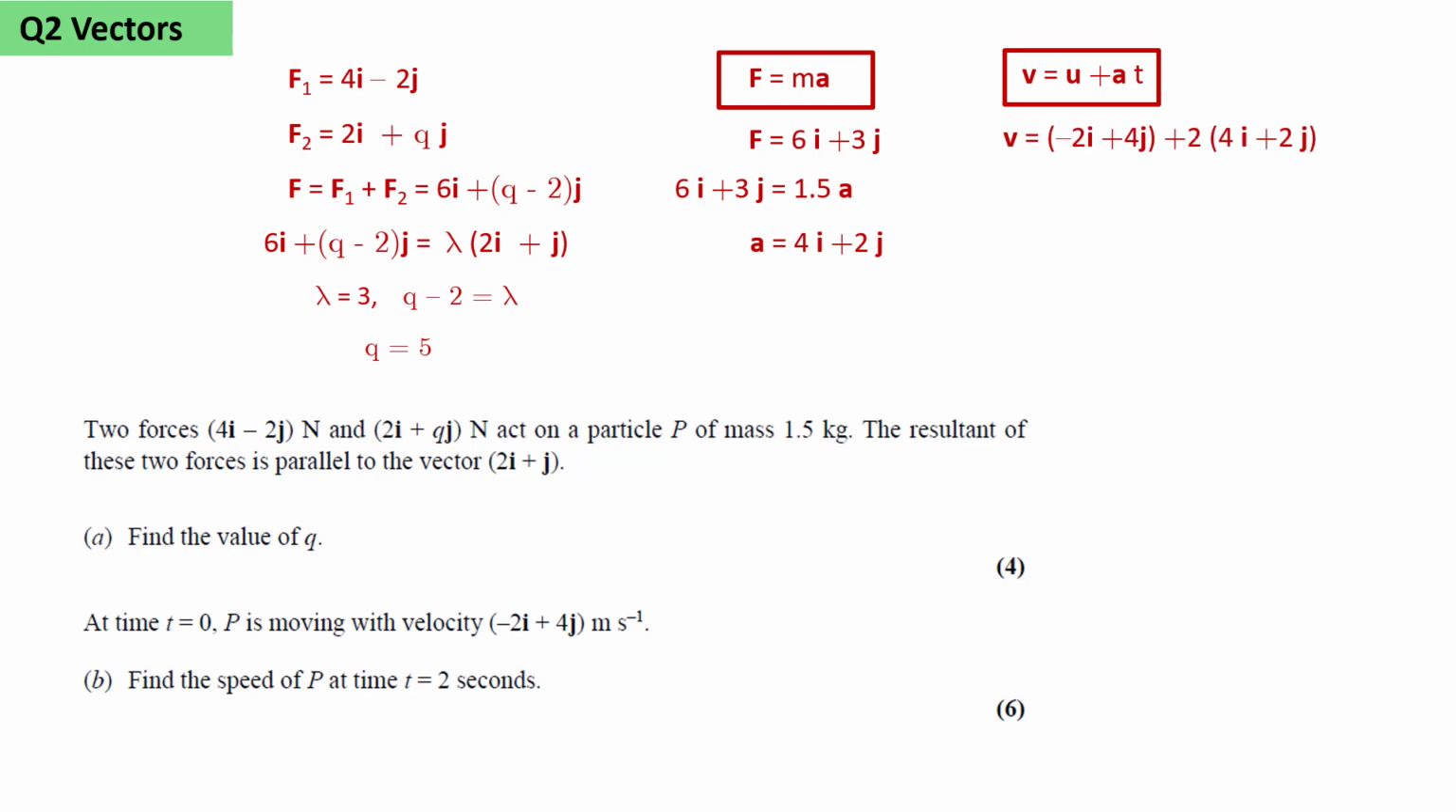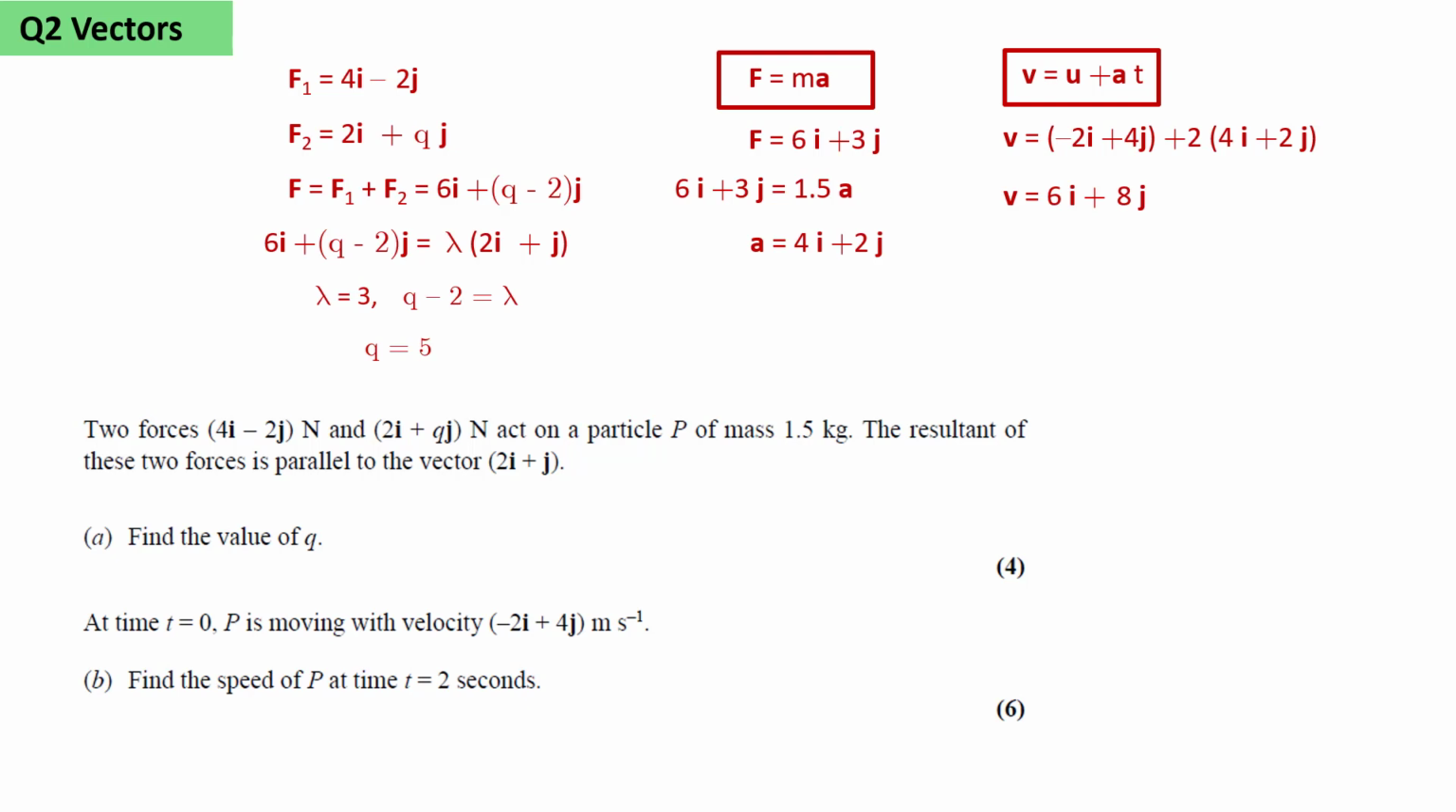So the velocity vector equals the initial velocity, minus 2i plus 4j, plus t times the acceleration vector. So when t equals 2, it will be 2 times the acceleration vector 4i plus 2j. So v equals 6i plus 8j.